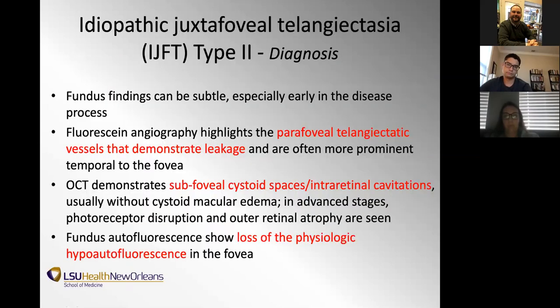Fundus findings, in our patient, were quite subtle. And so most of the time, fundus findings can be quite subtle, especially early in the disease process. Fluorescein angiography highlights the parafoveal telangiectatic vessels that demonstrate leakage and are often more prominent temporal to the foveal center. OCT demonstrates your subfoveal cystoid spaces that are also called intraretinal cavitations, usually without cystoid macular edema.